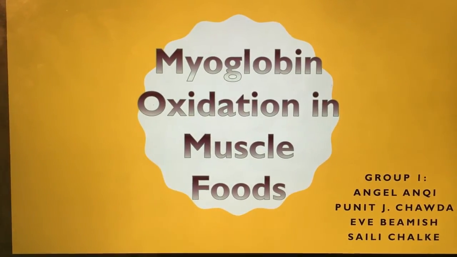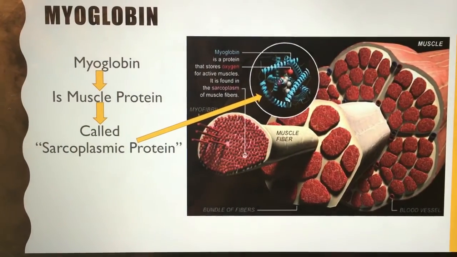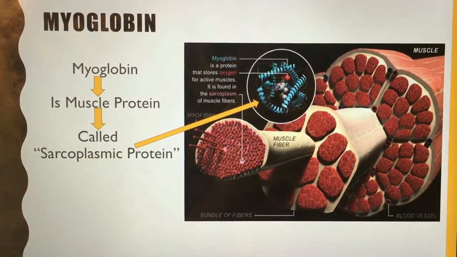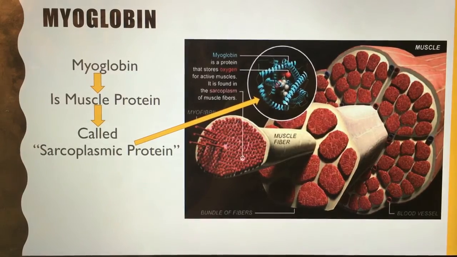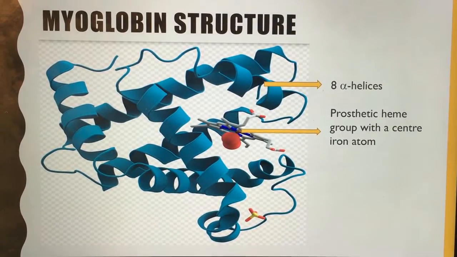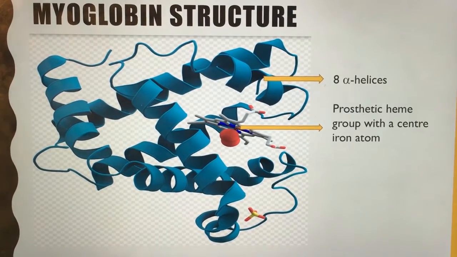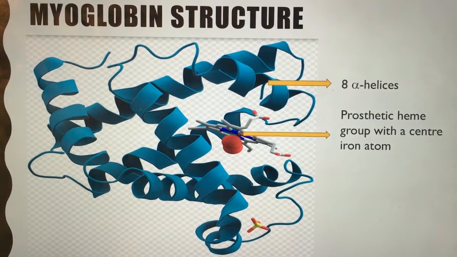Myoglobin in muscle food. Myoglobin is a cytoplasmic protein which is water-soluble and determines meat color. It is made of 8 alpha helices with a prosthetic heme group, which contains a central iron atom.